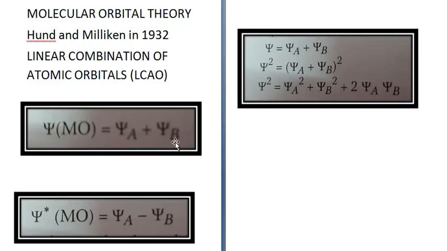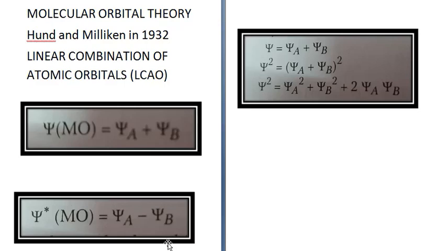Now the molecular orbital which is obtained by subtraction of wave functions of atoms, see over here, wave function, and you put an asterisk over here to show that it is anti-bonding. So this molecular orbital is obtained by wave function of A minus wave function of B. So this is the anti-bonding molecular orbital.